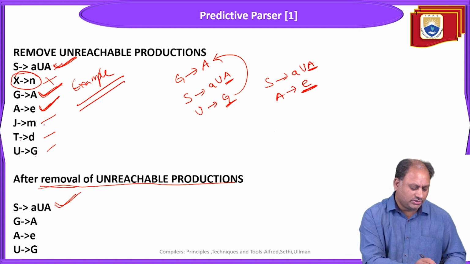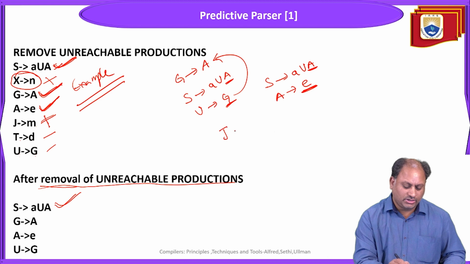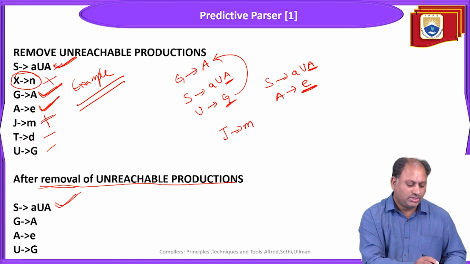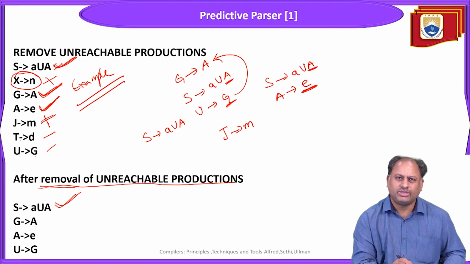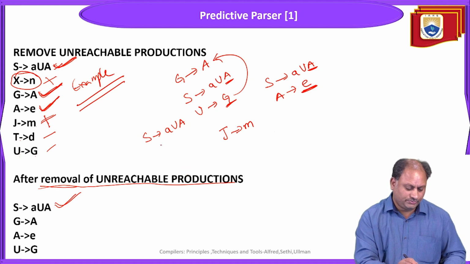Another one is J derives M. So here J derives M, if you consider, this is not at all reachable because capital J derives small m. If you observe any of the remaining productions, S derives small a, capital U, capital A, there is no reachability in this one, and we have removed X derives N, and we have taken this G derives capital A. Here also there is no reachability, and capital A derives small a. Here also there is no reachability, and the remaining T derives D. This is also not reachable, and capital U derives G.